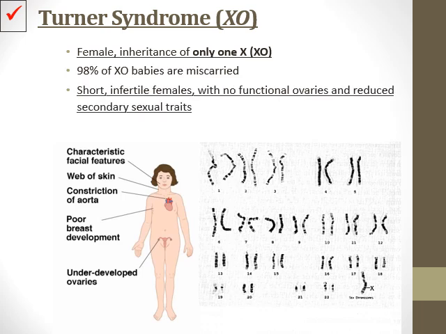The ones that do survive result in short, infertile females with no functional ovaries and reduced secondary sexual traits. Some other characteristics include a web of skin around the neck, a constriction of the aorta, so it's hard for the heart to pump blood, poor breast development, and underdeveloped ovaries.